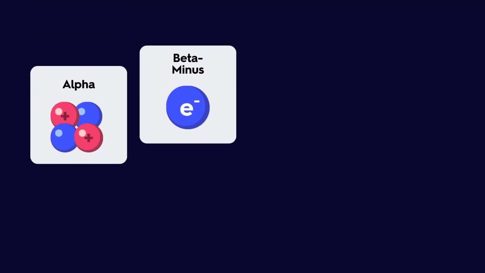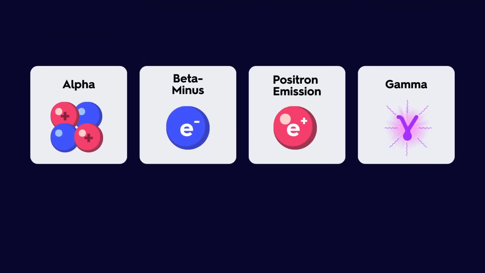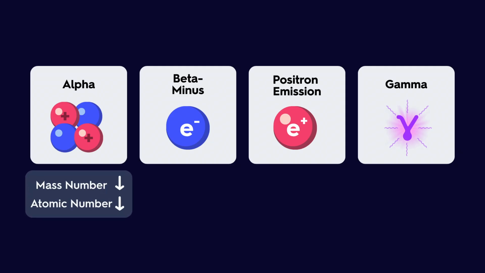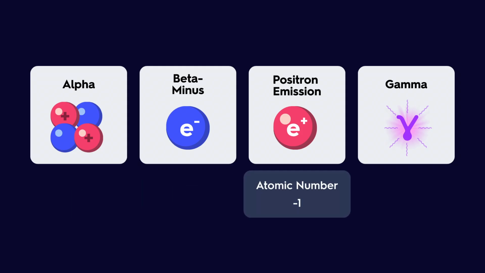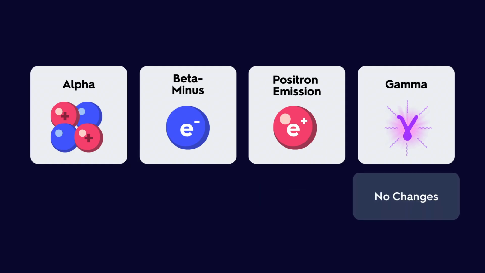Here is a practical method for solving nuclear equations. First, identify the type of decay. Then update the mass number and atomic number using the matching rule. Alpha decay lowers both numbers. Beta minus decay raises the atomic number by 1. Positron emission lowers the atomic number by 1. Gamma emission does not change the element at all.